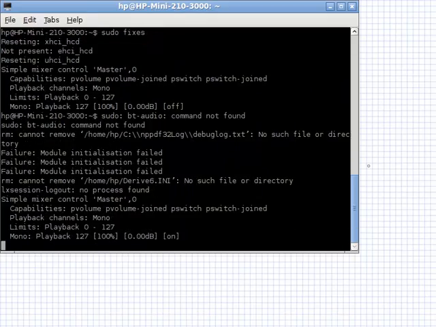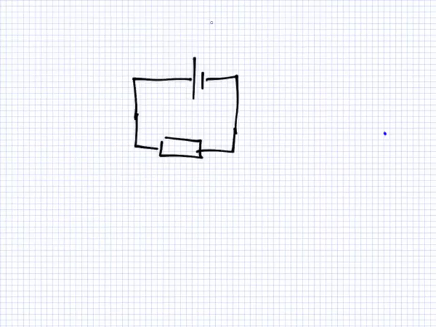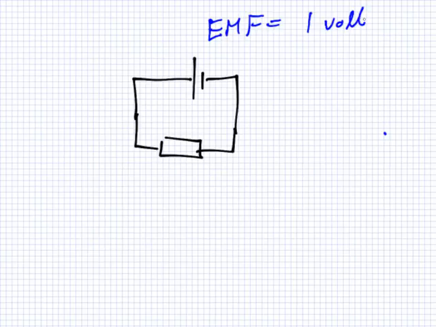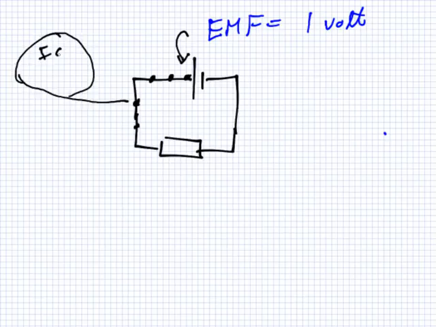Yes, we're back. Okay. So here, if I say the EMF equals 1 volt, what that means is your 1 coulomb of charge is given the ability to do 1 joule of work. So here's our coulomb. Here, I can do 1 joule of work, because the EMF is 1 volt. It gives it the ability to do 1 joule of work per coulomb.